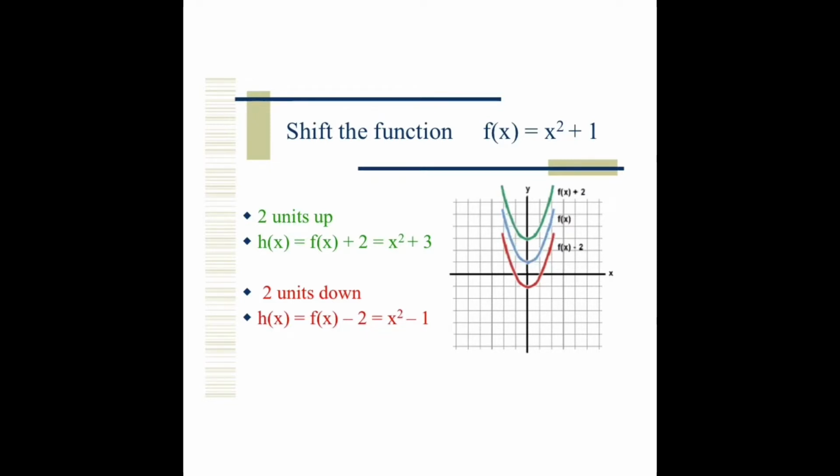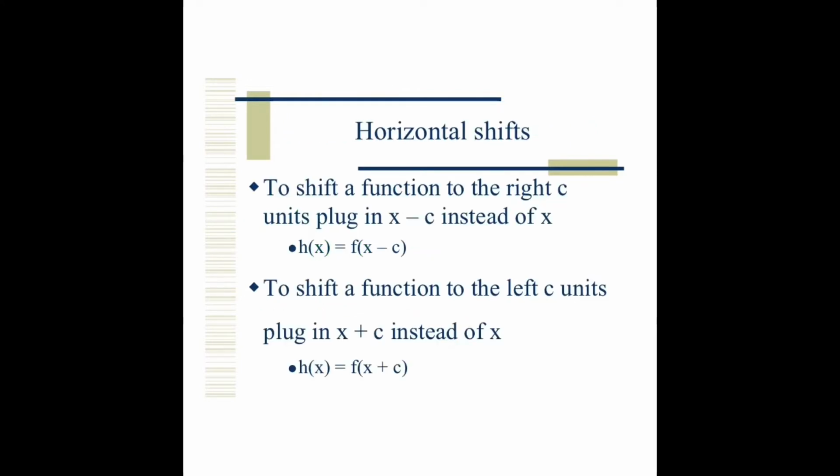If I wanted to move it 2 units down, I would then be subtracting 2. So I have f of x minus 2. Positive 1 minus 2 is going to end up being x squared minus 1. And we can see visually our red graph has been moved down 2 units. So once again, our vertical shifts are either up or down, and we accomplish them by adding and subtracting something to the function itself. For our horizontal shifts, this one is a little bit different.